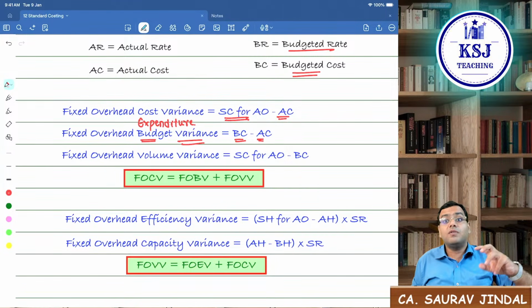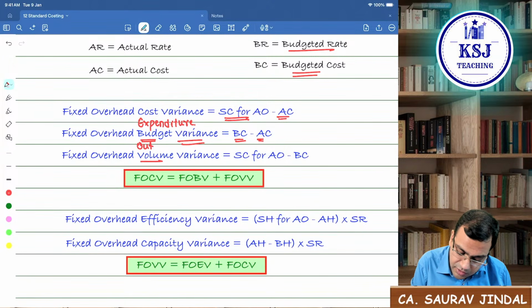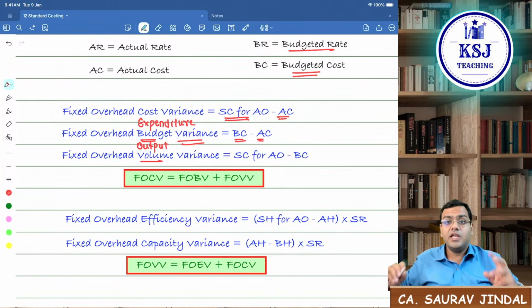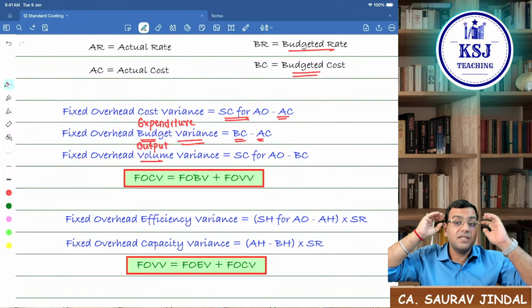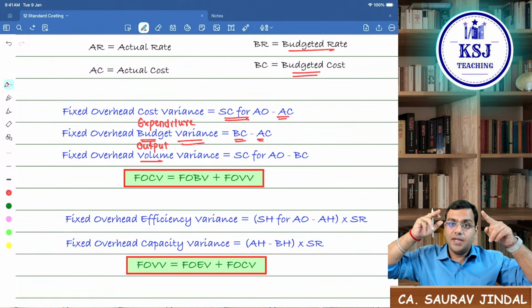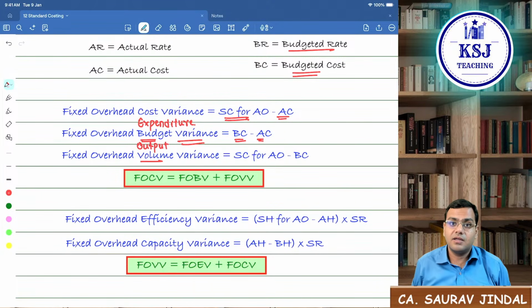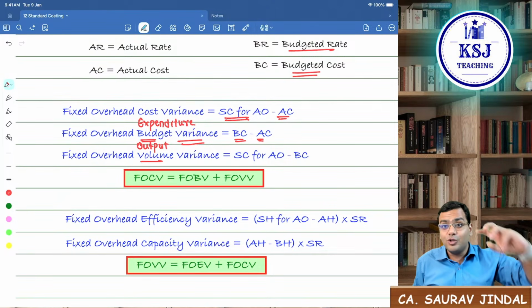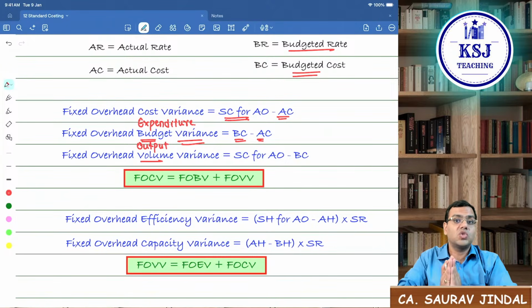Now, fixed overhead volume variance. Volume variance is what? The volume means the output, the finished goods output, right? If the output changes, what is the first impact? What is the first thing that you will have to do? The first thing is you will have to change your standards. So that means the volume variance is the comparison between the standards only.